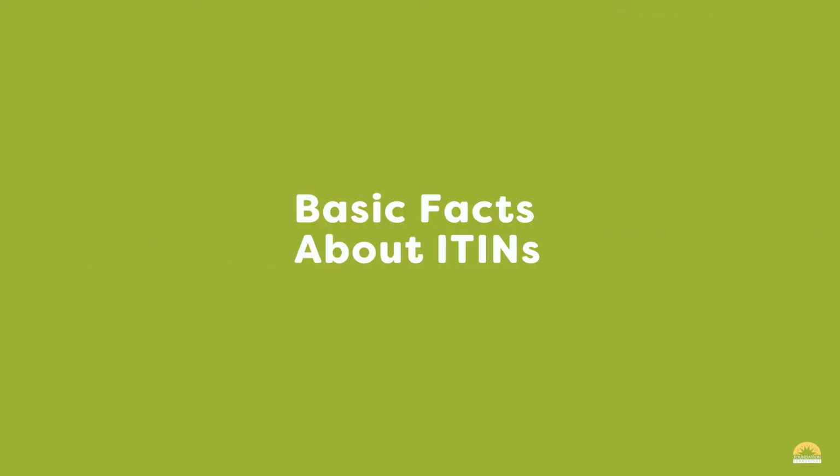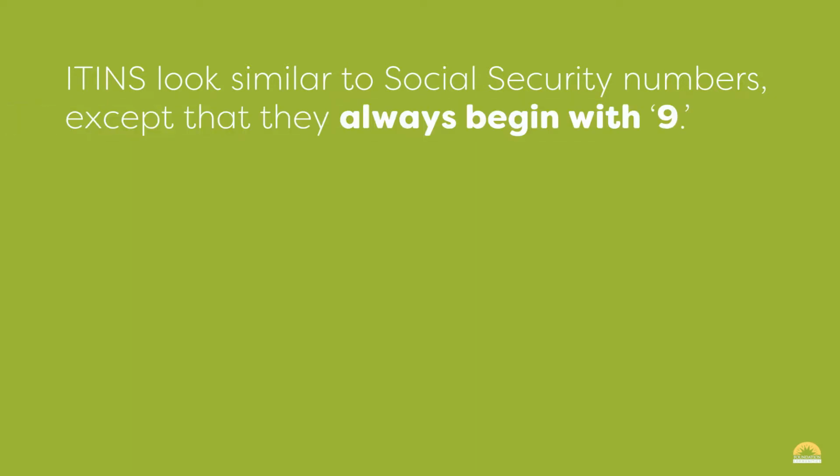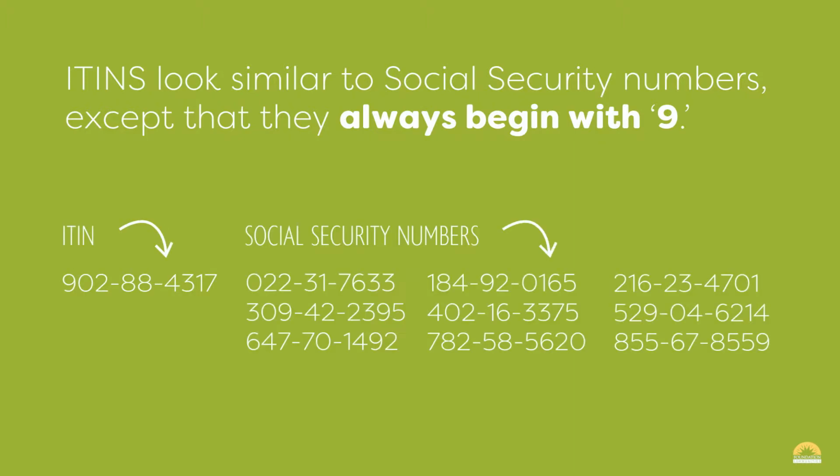So let's stop here a minute and discuss ITIN numbers a bit more in depth. First, ITINs look very similar to Social Security numbers, but ITINs will always begin with the number 9, whereas Social Security numbers will begin with any number between 0 and 8. Since the start of the ITIN program, there have been many versions of ITIN letters. All versions of ITIN letters are similar in the following 5 ways.